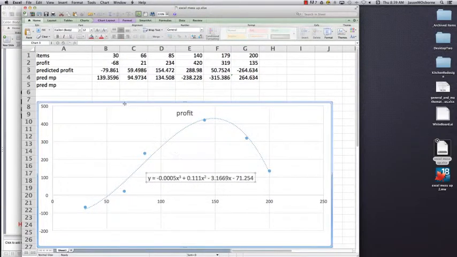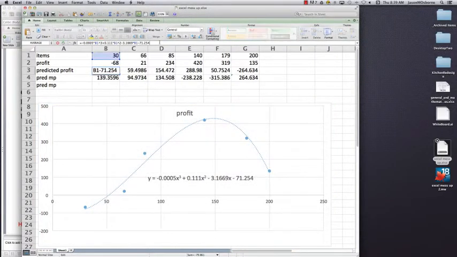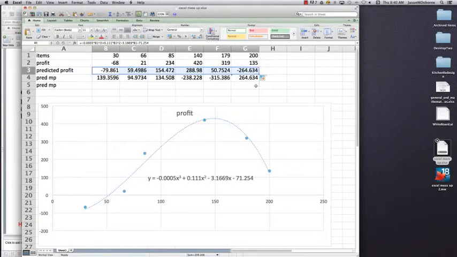They put this formula into Excel to create a predicted profit column. The formula is negative 0.005 times x, where x is the quantity or number of items, cubed, and so on. They input this formula correctly, and they drag this across the cells to get these numbers.